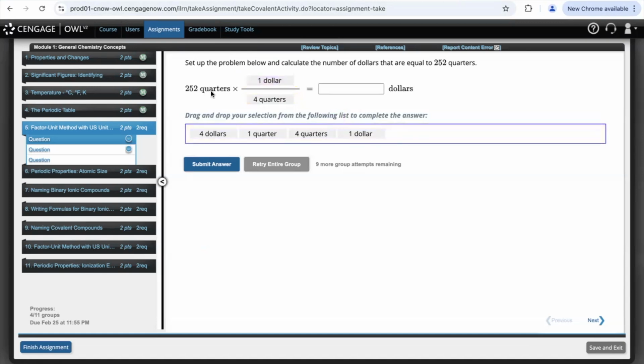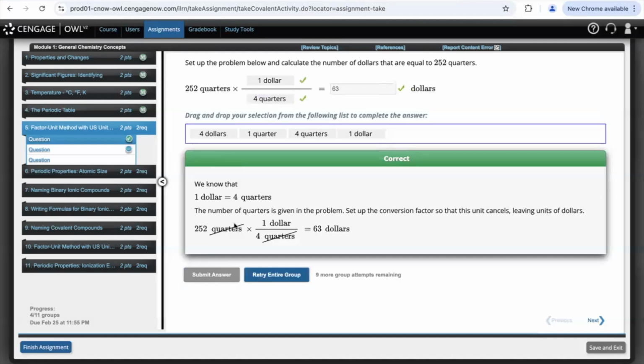So then it's just a matter of plugging and chugging. So you multiply across, divide by the bottom. So I'm going to do 252 divided by 4 to get my answer. 63, $63. All right. So here it's crossing out this method here, showing us that we got $63.